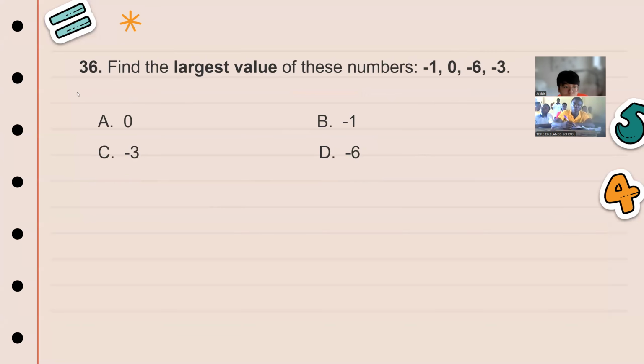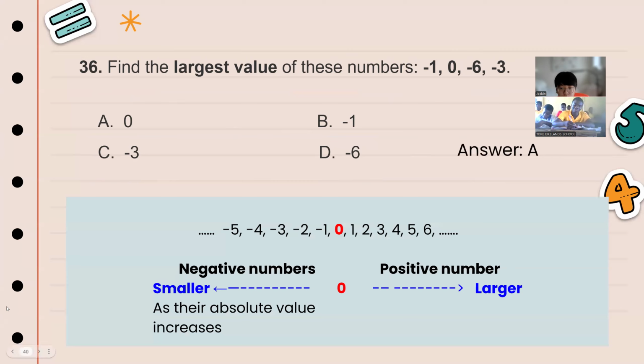Yeah, this is a simple problem. Problem 36. Find the largest value of these numbers. Yeah, that's right. The answer is A. It's 0 because all of these are negative numbers. -1, -6, -3. And the larger the negative number, the smaller that number is. And 0 is the largest out of all these. Okay, let's move on to the next question.